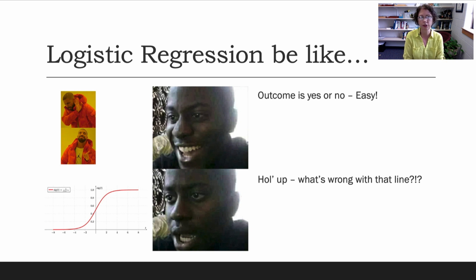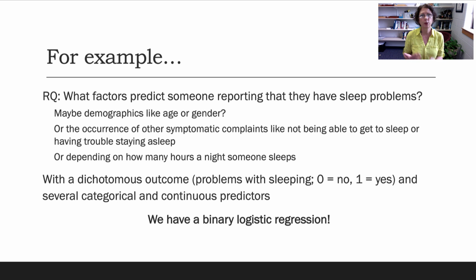Let's start with a question. What if we have a research question such as, what factors would predict someone reporting that they have sleep problems? Maybe it could be demographically related, like depending on how old someone is or gender. Or maybe someone who already has other symptoms, like not being able to get to sleep or not being able to stay asleep, would be more likely to report having a sleep problem. Or how many hours a night they sleep would be an indicator.